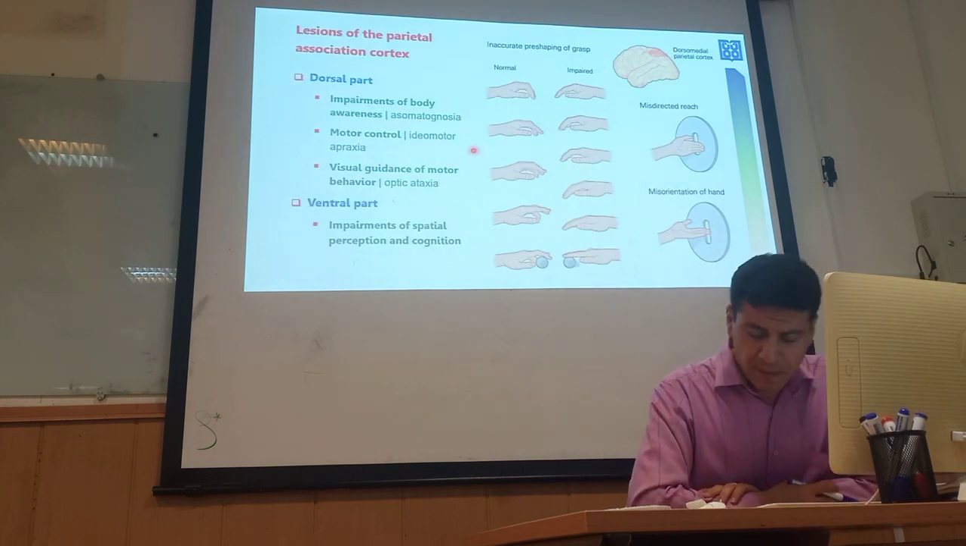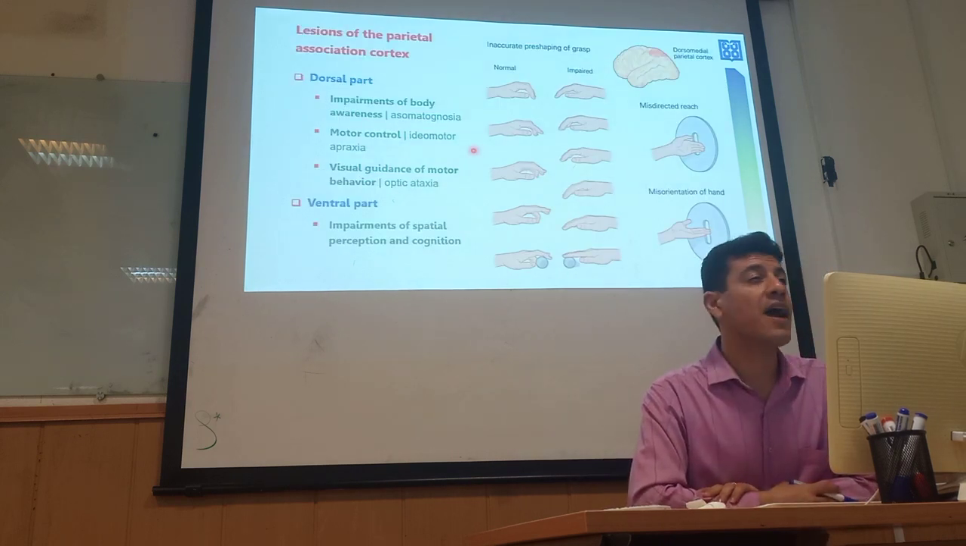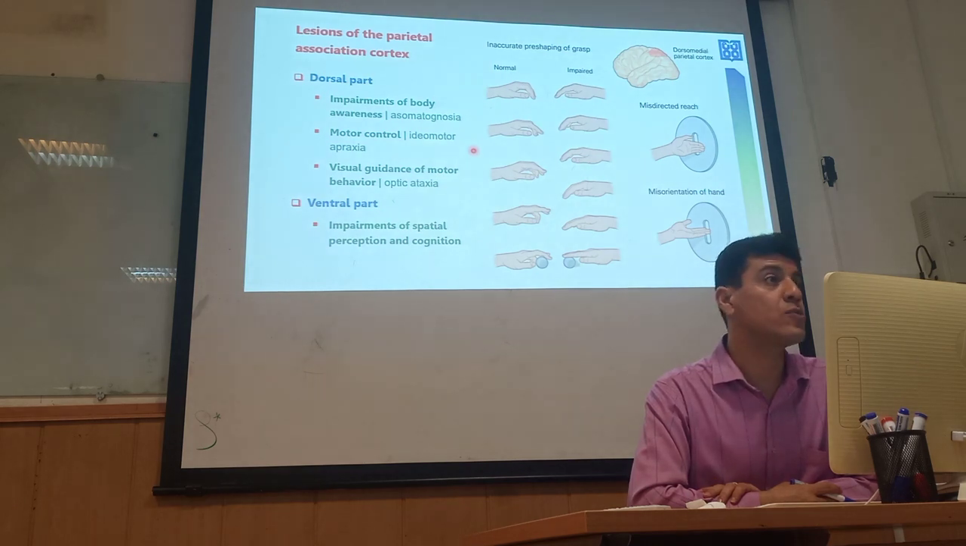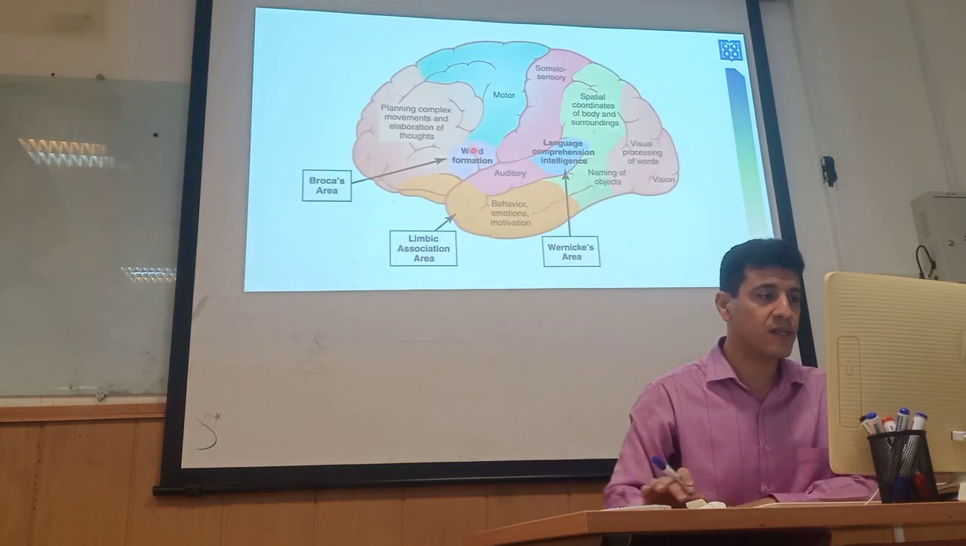So let's see some outcomes that happen after damage to the associational cortex. First, let's consider this area.